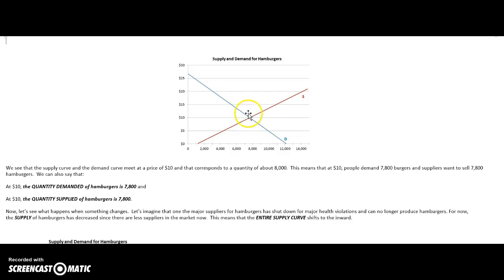So if the price were any higher, let's say it were $15, people would only be interested in buying a little over 5,000 hamburgers. It's kind of a high price for them, and that's how much they're willing to buy at that price.